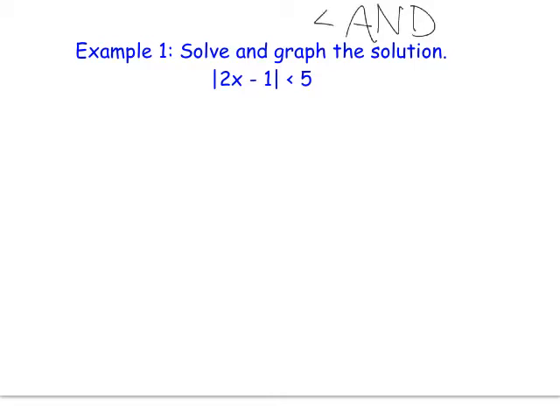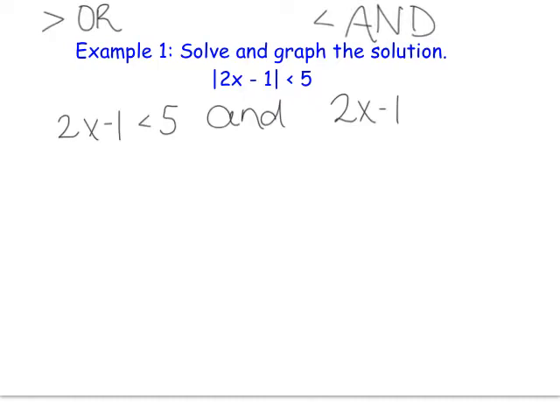And a greater than symbol would indicate that it's an or compound inequality. So less than means and, greater than means or. This is a less than problem, so let's go ahead and write our compound inequality. So for our first one, we just drop the bars: 2x minus 1 is less than 5. We use the word and because this was a less than symbol.